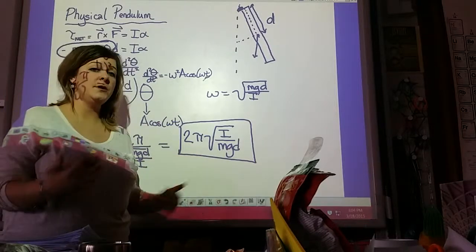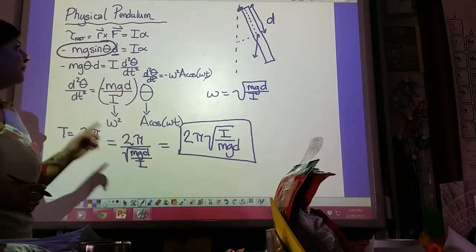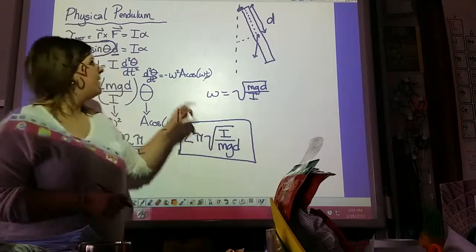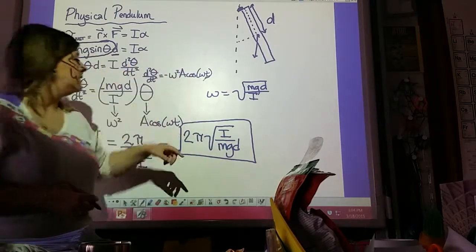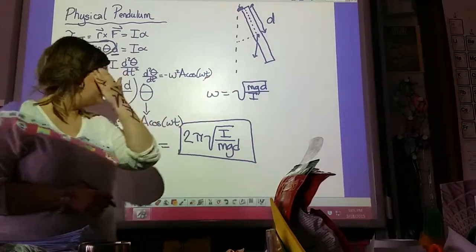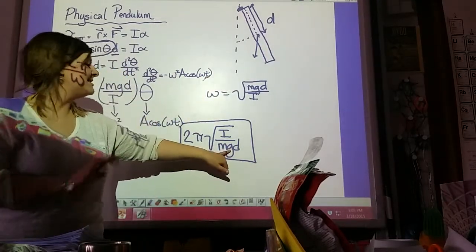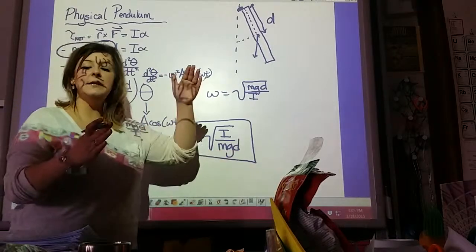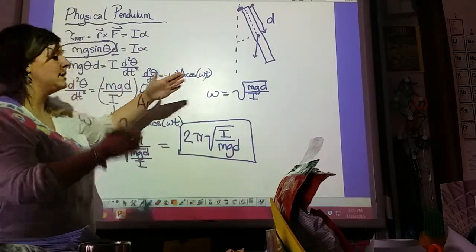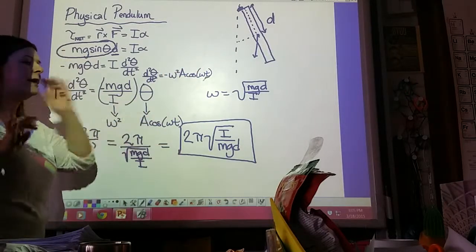So this is showing you that whatever physical object this is, whatever this physical pendulum may be, it's dependent on a lot more than just the simple pendulum. A physical pendulum is dependent on the moment of inertia that this object has, as well as the mass that the object has times acceleration due to gravity times the distance from the pivot point to its center of mass. So this one is a little bit more complex.